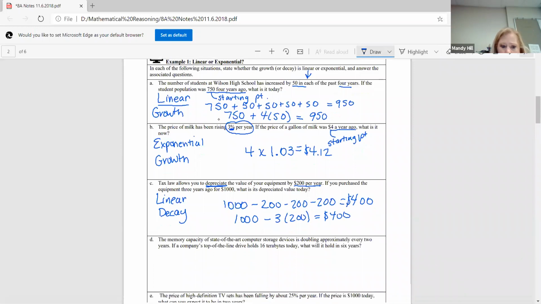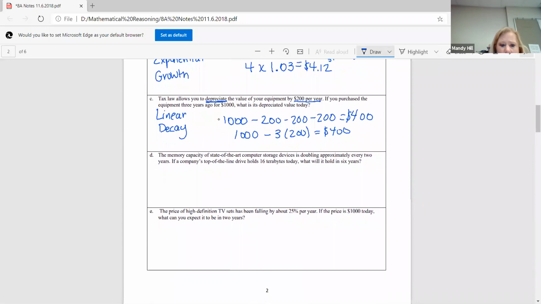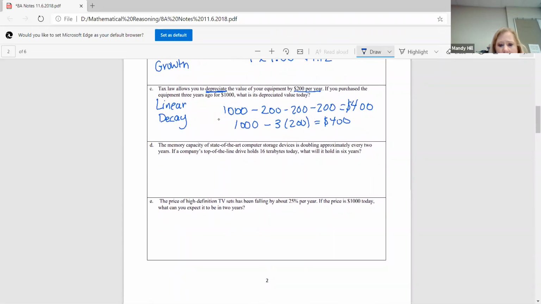So, linear decay. The memory capacity of state-of-the-art computer storage devices is doubling. Okay, so we are doubling something. We're not adding to get to the next step, we're multiplying by 2 to get to the next step. This is happening every 2 years. So if a company's top-of-the-line drive holds 16 terabytes today, this is the starting point, what we have to begin with, what will it hold in 6 years? Well, we're multiplying to get to the next step, so that's going to be exponential.